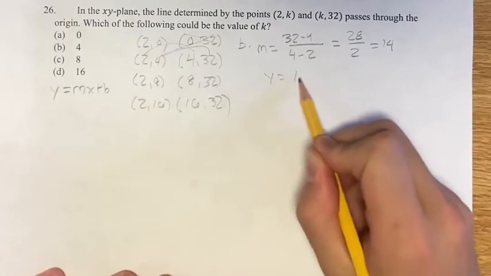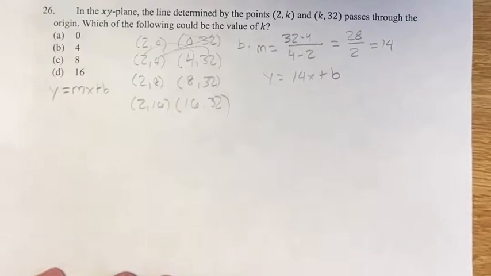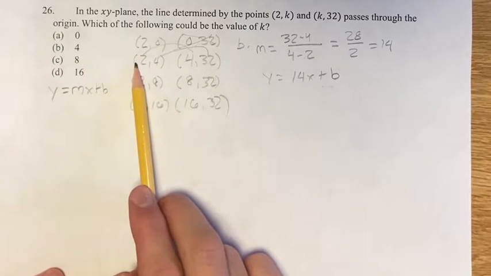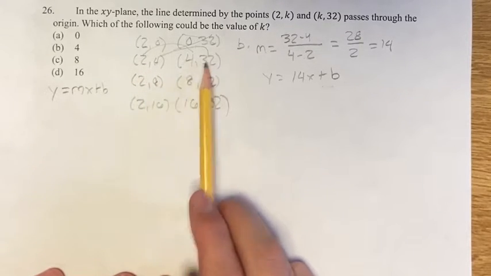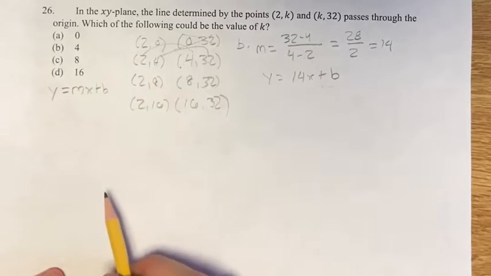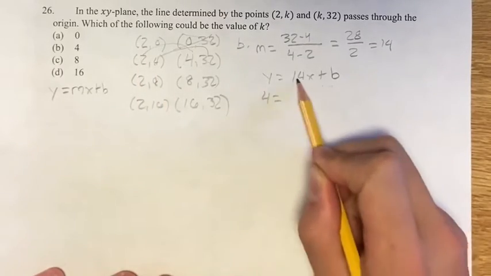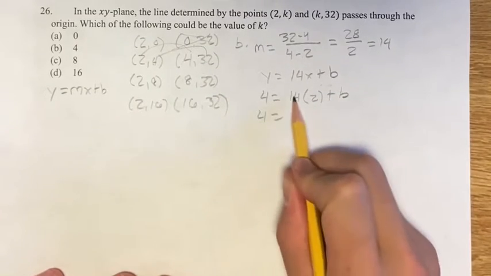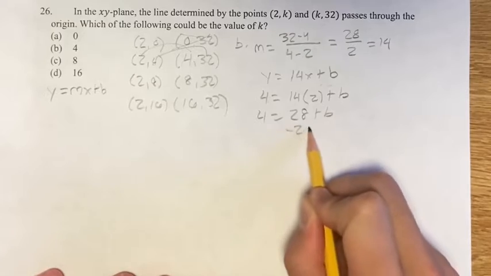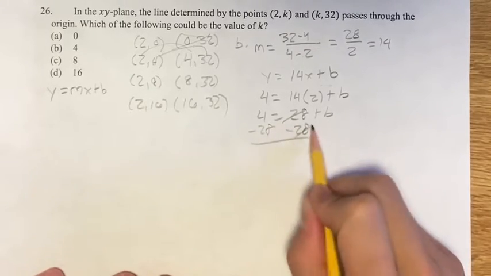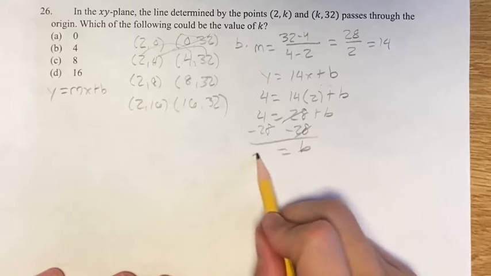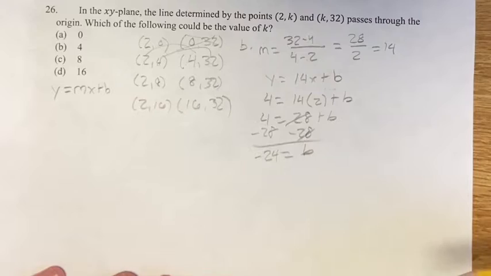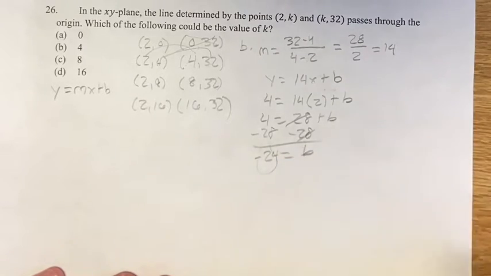So y equals 14x plus b. Now we plug in one of the points to solve for b. This equation is true if x is 2 and y is 4, or if x is 4 and y is 32. These numbers are going to be easier, so we're going to plug them in. So 4 for y is equal to 14 times 2 plus b. 4 is equal to 28 plus b. Subtract 28 from both sides, and we get b is equal to 4 minus 28, which is negative 24. We are looking for the origin to be the y-intercept of these lines, so negative 24 is not your answer.